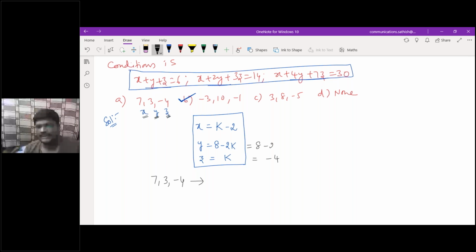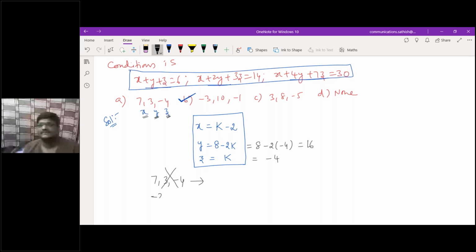Then go for the next option. Option B: minus 3, 10, minus 1. In this case, z is equal to k, which is minus 1. Then similarly y, which is how much? Is it 10 or not? So the value of y is 10. Similarly check for x. X is k minus 2. K is minus 1 and minus 2, which is minus 3. So is it satisfying this condition or not? Yes, option B is satisfying this condition.